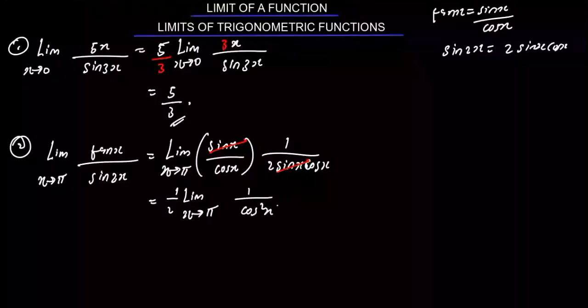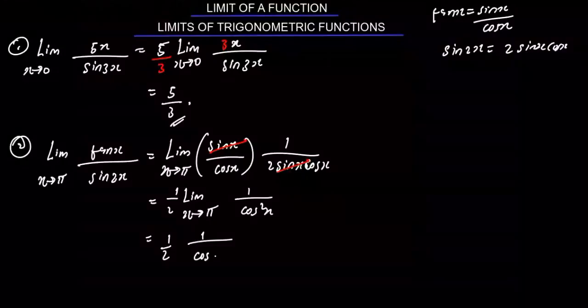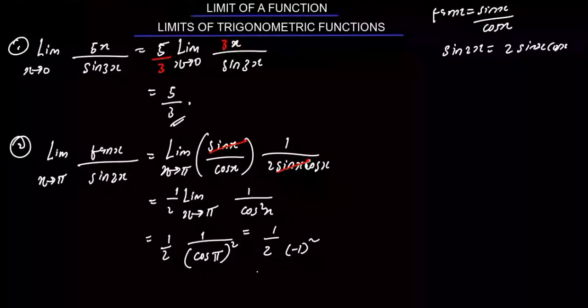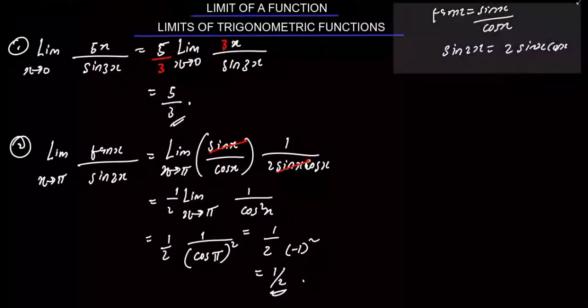And check it out. If I substitute pi, what's cos pi? In other words, what's cos 180? 1 over cos square 180. What's cos 180? That will give me negative 1. And negative 1 all square is just 1, so my answer is 1 over 2. Another question. You can jot the identity, please.